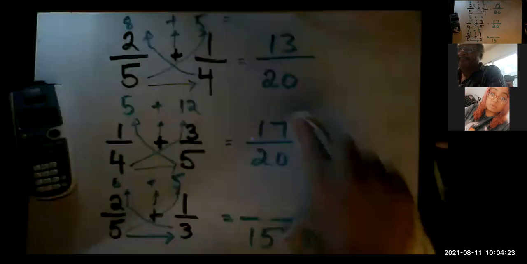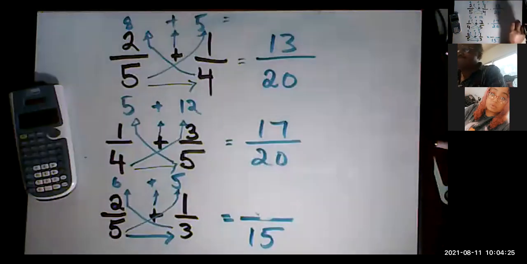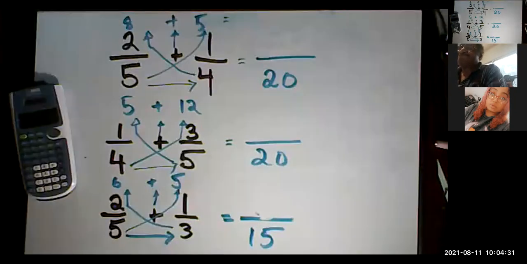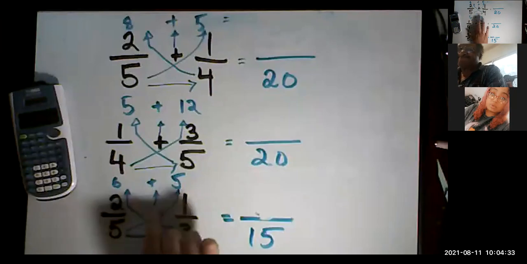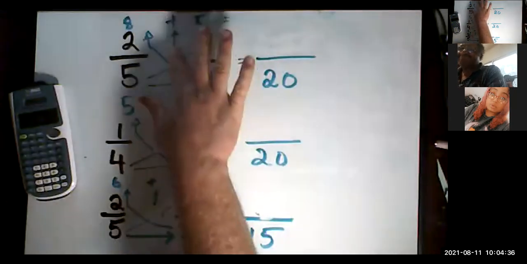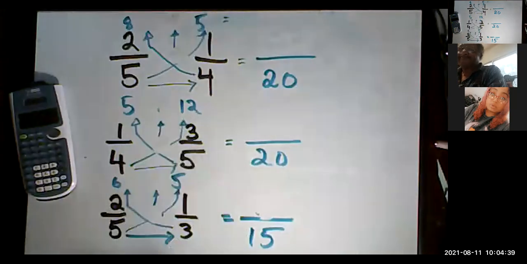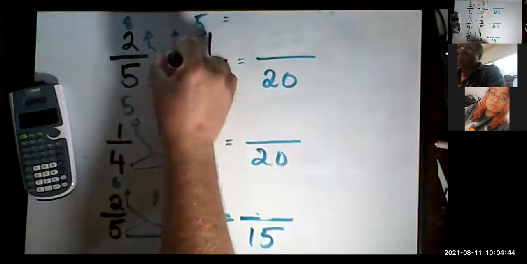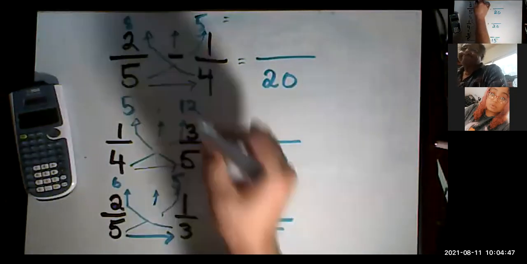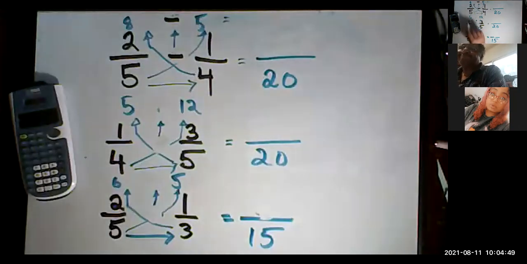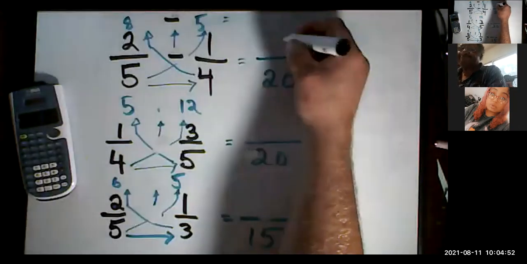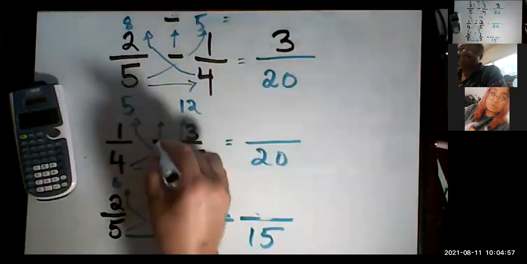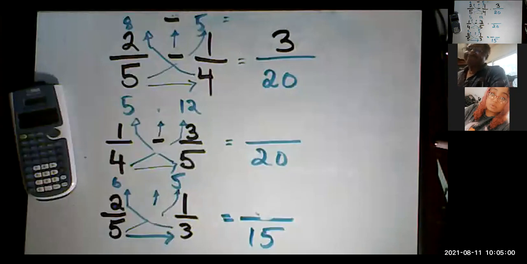So I'm going to wipe out these answers just for a second. If all of these questions were minus instead of plus, none of those numbers would change. So 2/5 minus 1/4, the only difference would be we would lift that sign up there, and 8 minus 5 would be 3. If this was 1/4 minus 3/5, all the math stays the same.